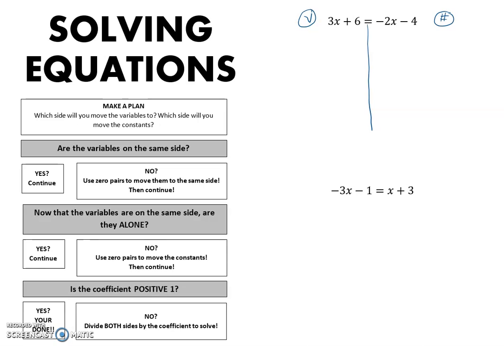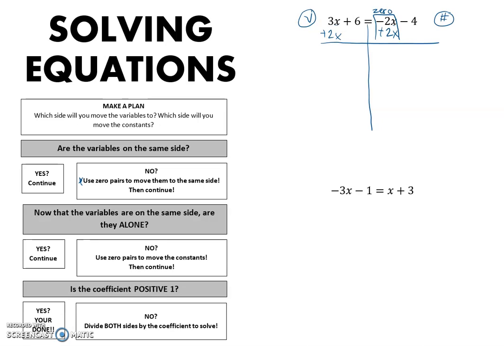All right, are the variables on the same side? Well, right now I have x's on both sides, so no. So I'm going to use 0 pairs to move them to the same side. So I said I'm going to move to the right, so I'm going to 0 out, which is adding the opposite. So I'm going to add 2x because negative 2x plus 2x is 0. So I'm going to add 2x to the other side, right? This is 0. That's my whole goal, okay?